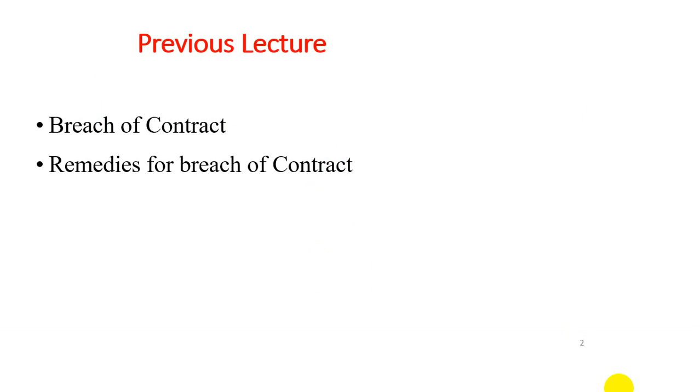So these are the two topics that we have already discussed in our previous lecture. We have talked about the breach of contract in detail. Let me shortly remind you that breach of contract means a violation of law, because whenever one party breaks the contract, that's called breach of contract. When one party breaks the contract and refuses to perform the responsibilities of the contract, this is called breach of contract.